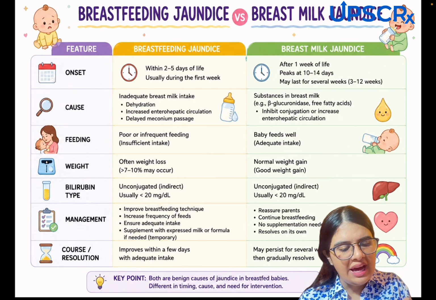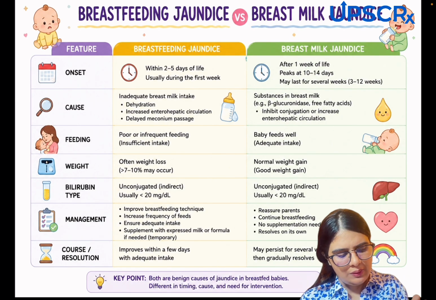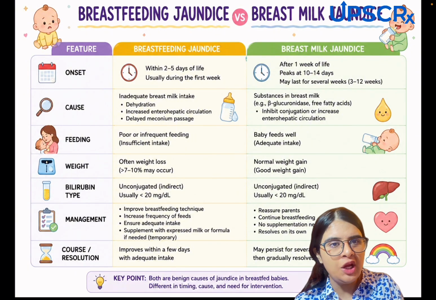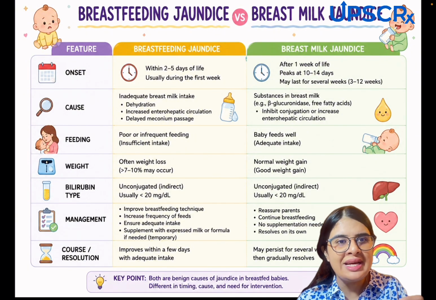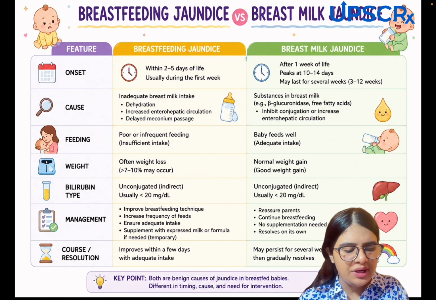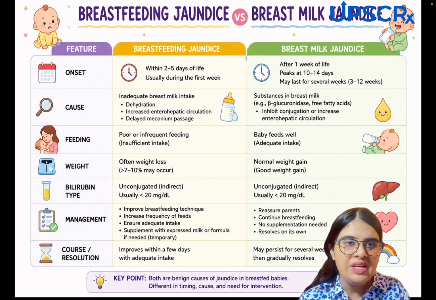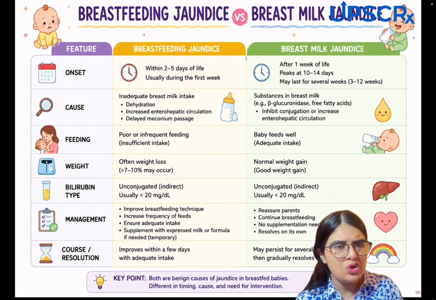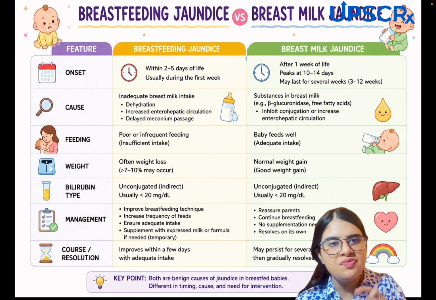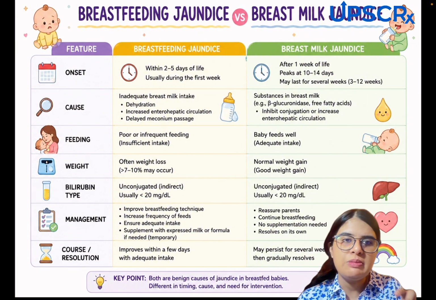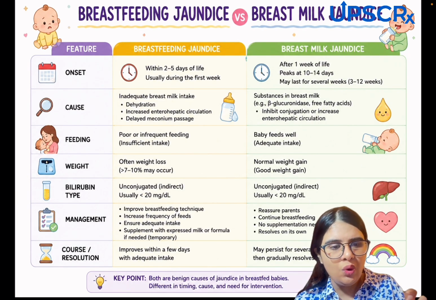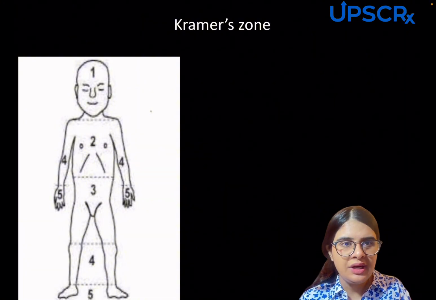That was about breastfeeding and breast milk jaundice. Usually breastfeeding jaundice will improve quickly on adequate breastfeeding, but breast milk jaundice takes some time to resolve. This will improve within a few days of adequate intake, but breast milk jaundice may persist for several weeks and gradually resolve. Both of them are unconjugated hyperbilirubinemia. Okay, so far it's clear, right?